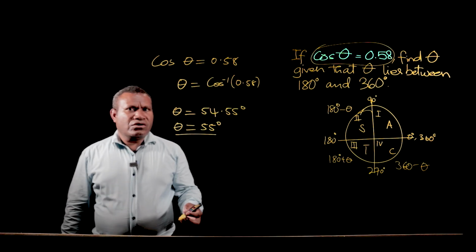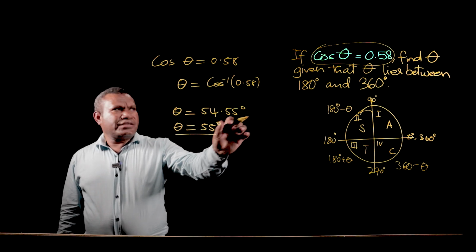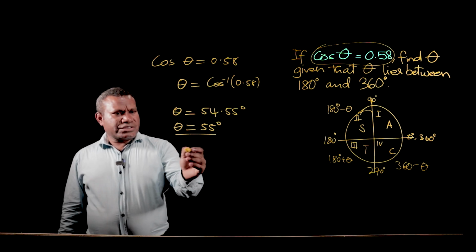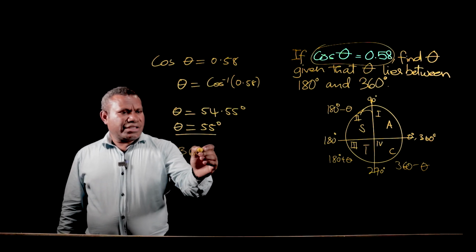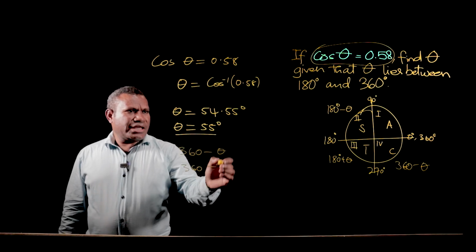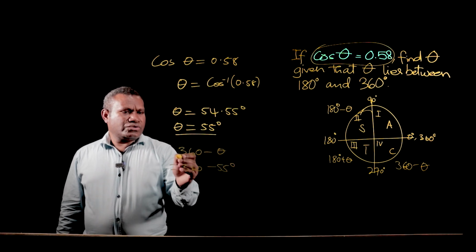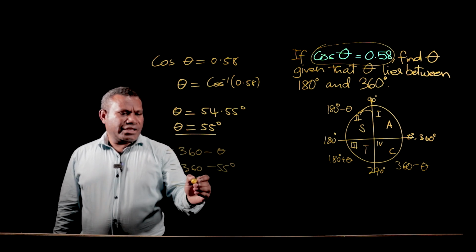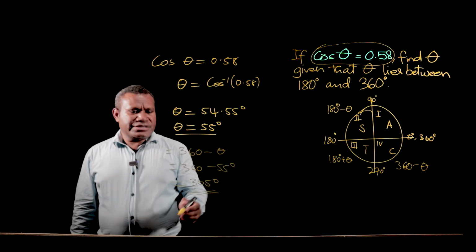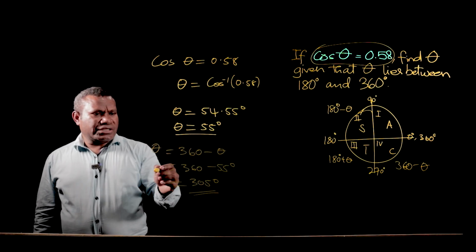Therefore, to establish our final answer, theta is not equal to 55 degrees according to the restriction or the domain that we are given. So we will say 360 minus theta, which is 360 minus 55 degrees, which will be equal to 305 degrees. All right, so that is the answer. That is the value for theta that we are required to find here. So theta is equal to 305 degrees.